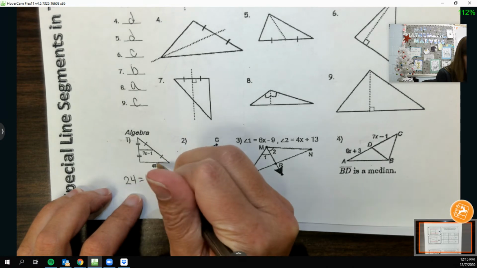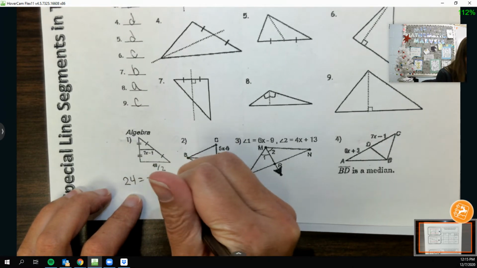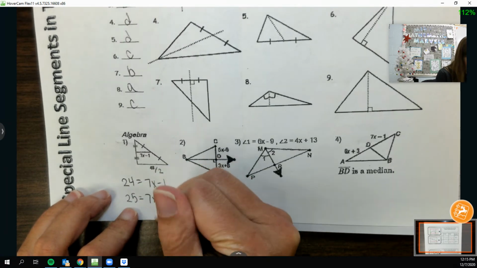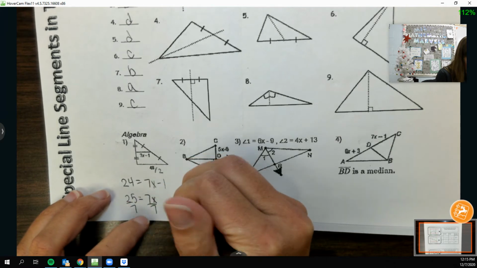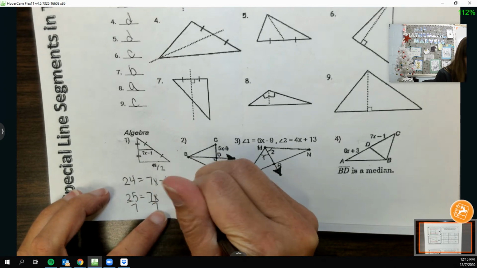And if I take half, then I'm talking about the mid-segment, which is also 7x minus 1. And so I would add the 1 for 25 and then divide by 7. And it's not pretty, but 25 over 7 would be what x is.